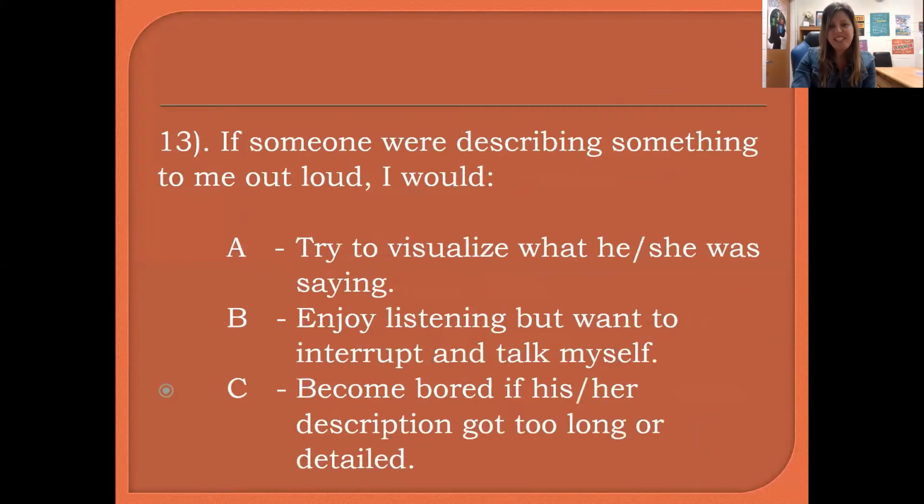Question number 13. If someone were describing something to me out loud, I would A, try to visualize or picture what he or she was saying. B, enjoy listening but want to interrupt and talk myself. Or C, become bored if his or her description got too long or detailed. What would you do if someone were describing something to you out loud? A, B, or C?